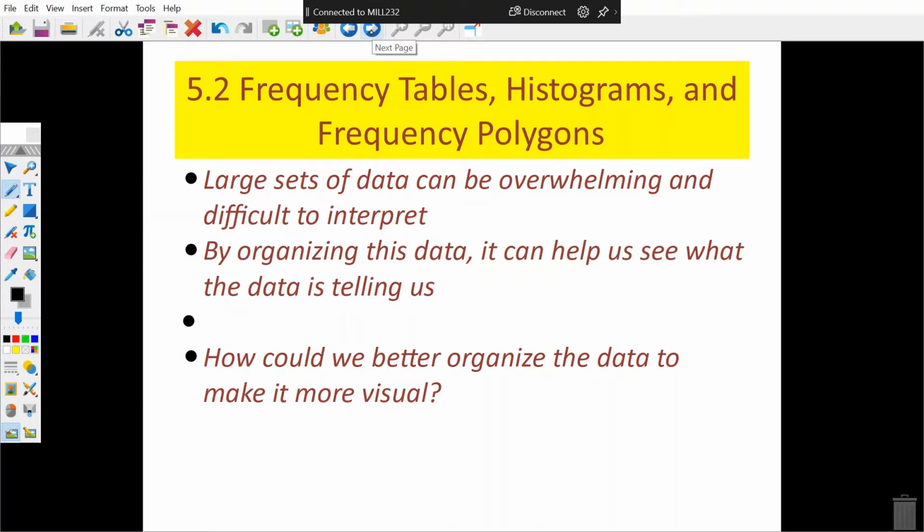Now you don't need to write this down, but we'll just read through it together. It says large sets of data can be overwhelming and difficult to interpret. By organizing this data, it can help us see what the data is telling us. And how could we organize the data to make it more visual?